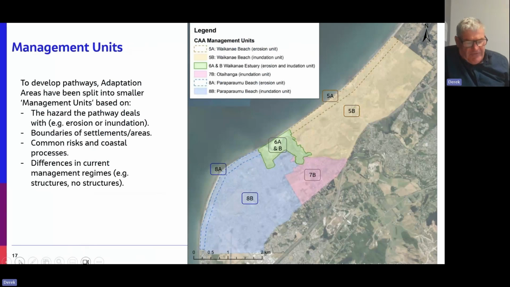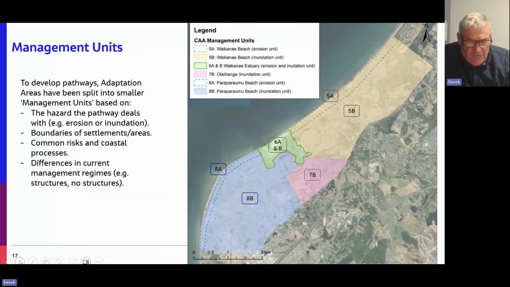Then how have we taken that forward to look at what management options, or which pathways for adaptation to these increasing hazards in the future, might occur? So what we've done is split those 5 adaptation areas into smaller units that we've called management units. The size of those management units is based on the hazard that is there and the boundaries of settlements and areas. So we tried not to lump urban and rural areas together, and kept them as separate units, because the actions we might take would be different in those areas.